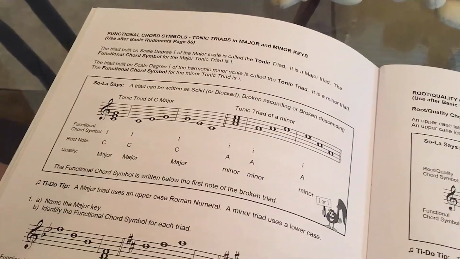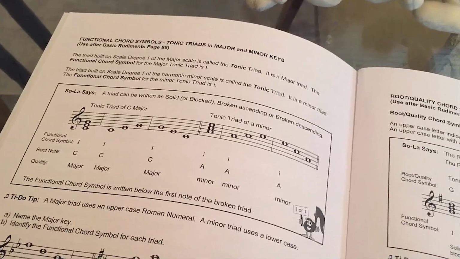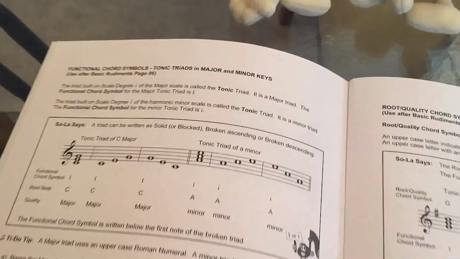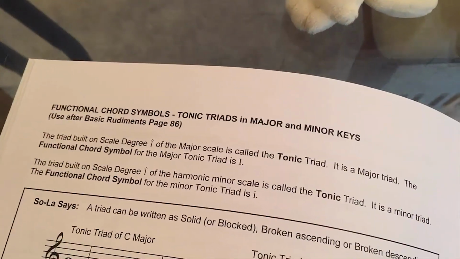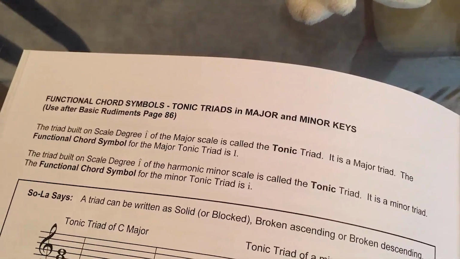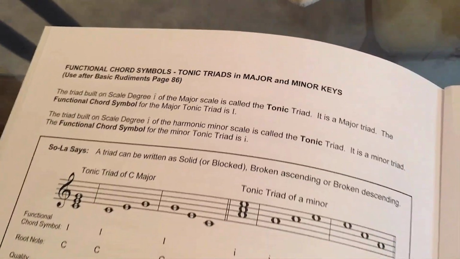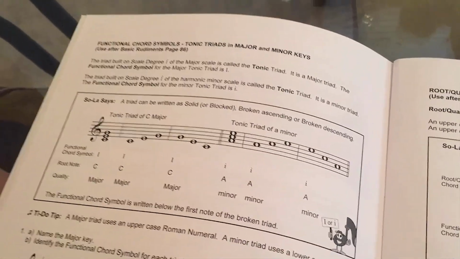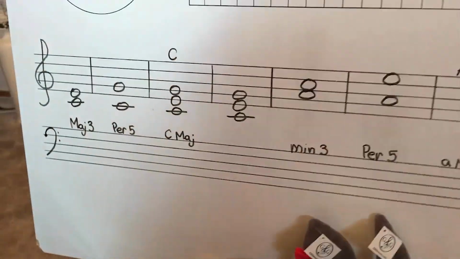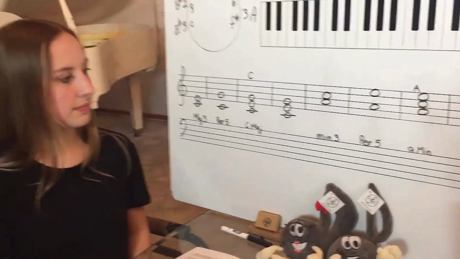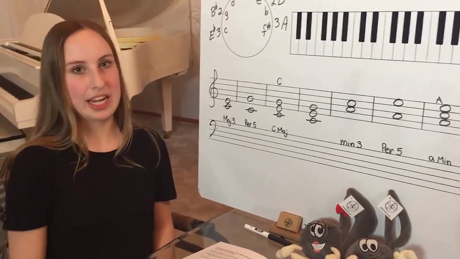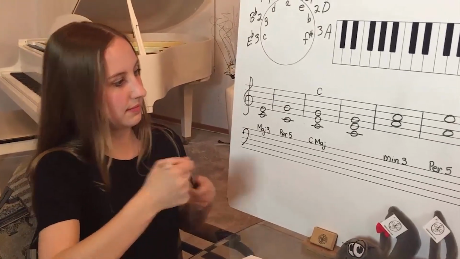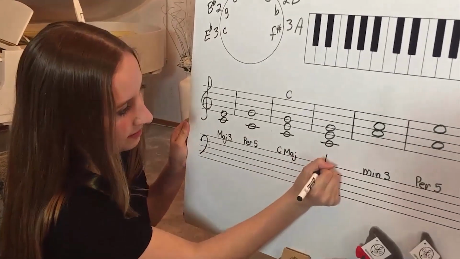Yes. So now we've talked about how to find a major triad by a major third and a perfect fifth. And now we're going to talk about our functional chord symbols. We're going to use this after basic rudiments, page 86. A functional chord symbol is indicated by a Roman numeral. If we have a major triad, are you going to use an uppercase or lowercase Roman numeral for that? You use an uppercase for major. Okay, perfect. Go ahead and mark that down. So now we've got our uppercase Roman numeral, so we know that is major.